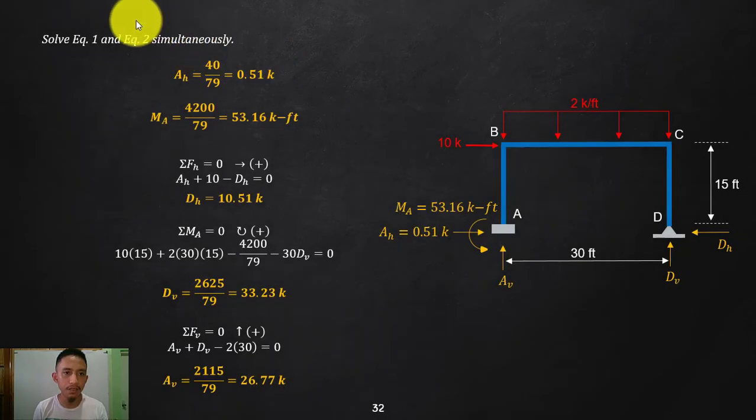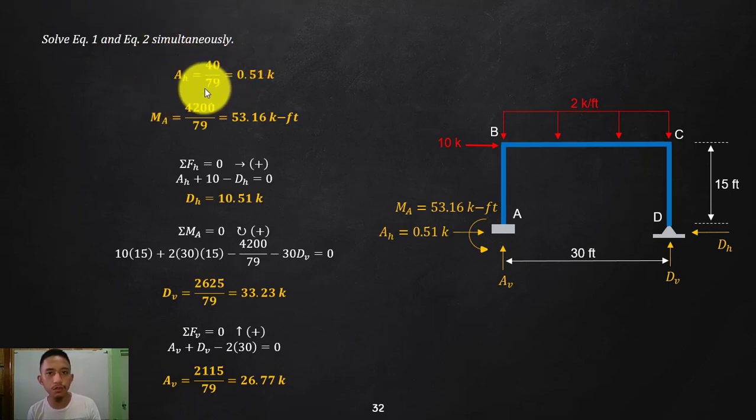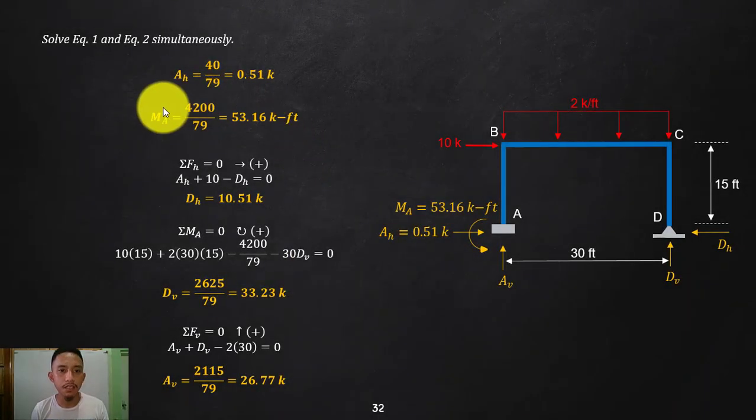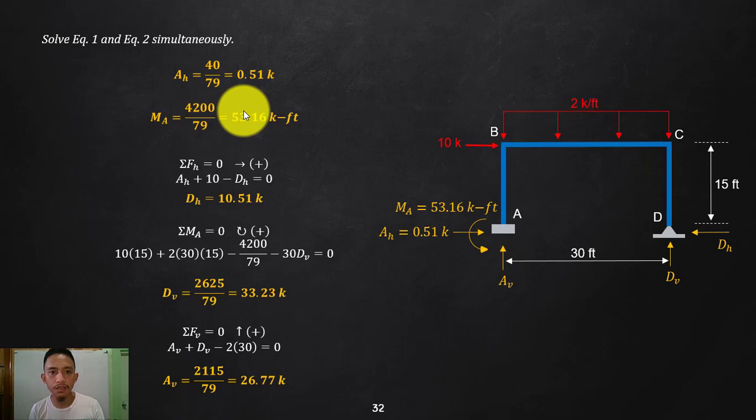Now, solving simultaneously, you will end up with AH to be 40 over 79. That is the exact value, which is equivalent to 0.51 kips. And then your moment at A, again, these are what we solved since these are the redundants that we assumed, is equal to 4200 over 79. That is the exact value, or in decimal, approximately 53.16 kips feet.